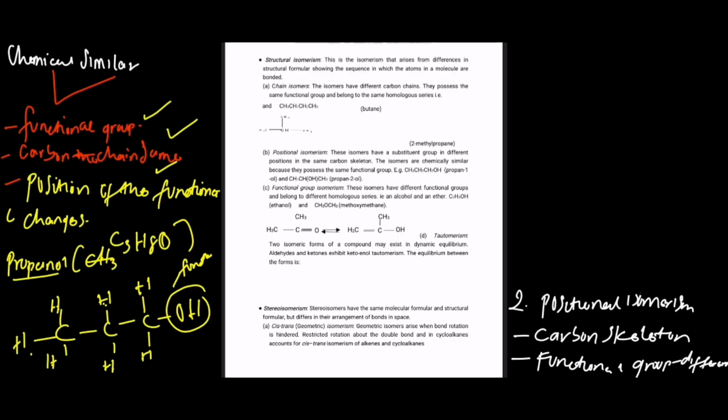Now let's place the functional group at position 2. This is at position 1. At position 2, it will be something like this: CH3, CH, and CH3, then place the OH here. Now there is a little change, but the structure is still the same. This is the parent chain, and the only difference is the position of the functional group.